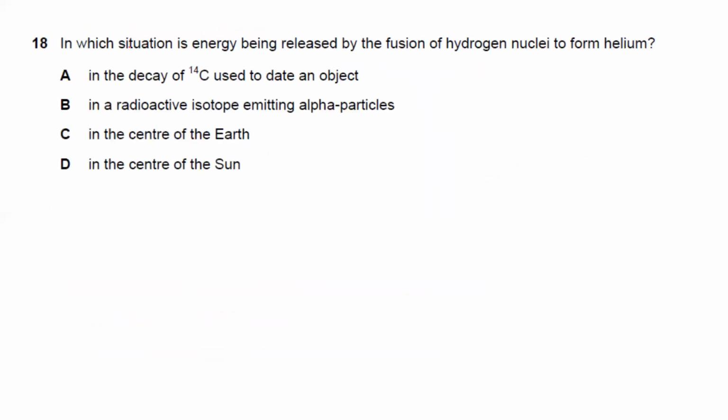Question 18, it says, in which situation is the energy released by the fusion of hydrogen nuclei to form helium? Number one, the decay of carbon-14 used to date an object. No. In a radioactive isotope emitting alpha particles. No. In the center of the earth. No. In the center of the sun. Yes. Answer D is the right choice, because that is the reaction that is taking place in the sun.